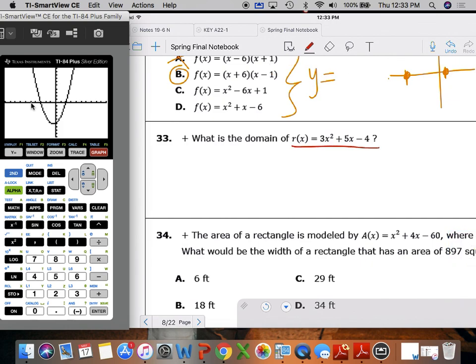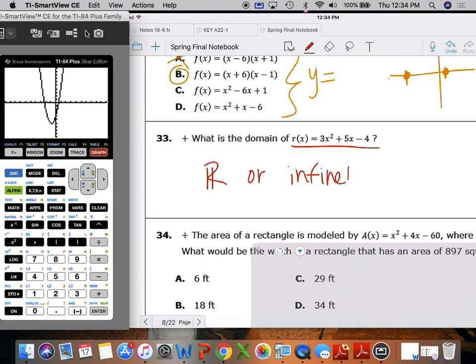To look at the domain, because 33 asks us what is the domain of this function, anytime you want to see a function, I would go to y equals and type in exactly what I have. So I have 3x squared plus 5x minus 4. I click graph to see my graph, and I can see that domain, remember, means x's. My domain is going all the way to the left and all the way to the right, and will keep going on and on and on and on. So my domain would be all reals or infinitely many.